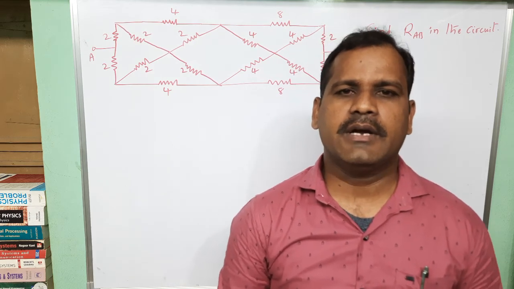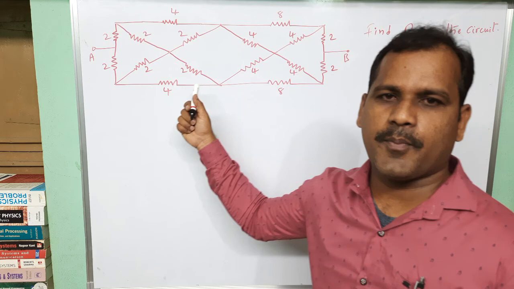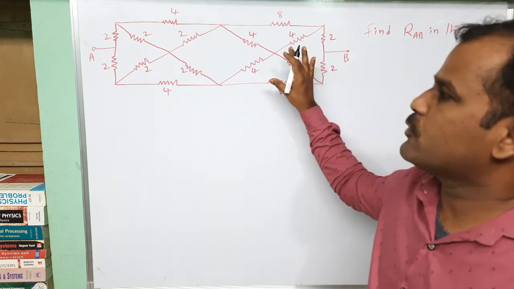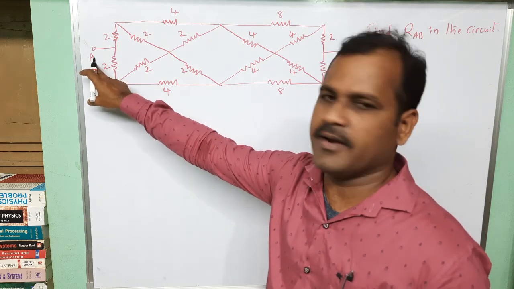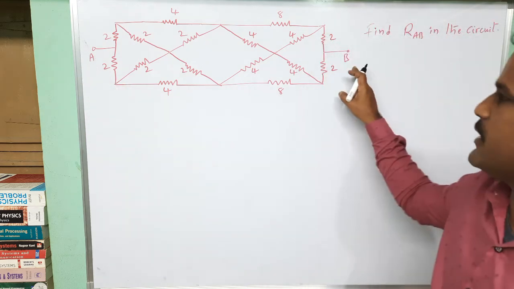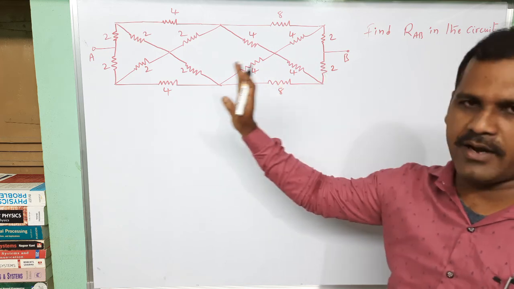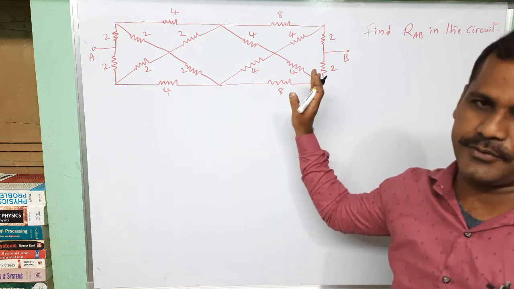In this video, let us see a problem from the topic current electricity. In this, a circuit is given to us to find the equivalent resistance between the terminals A and B as shown in this figure. Let us find the equivalent resistance value of this circuit.